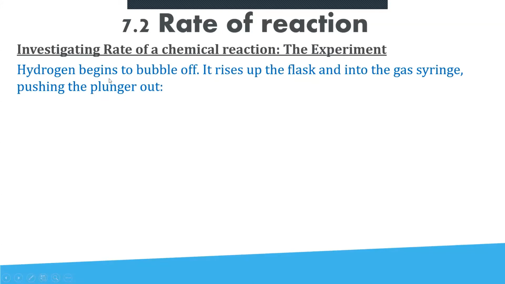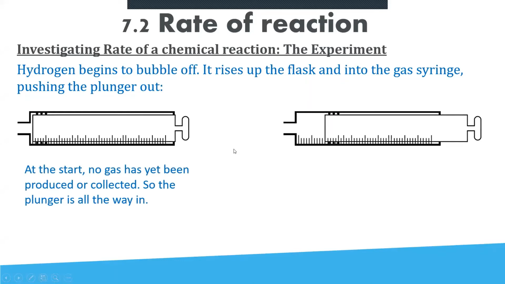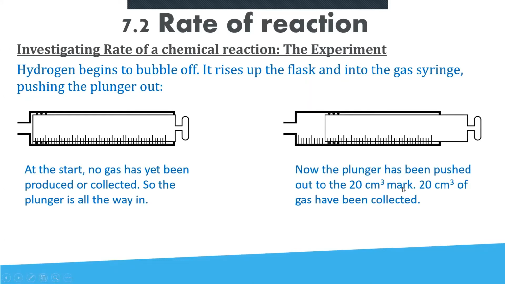And when hydrogen begins to bubble off, it rises up into the flask, into the gas syringe, pushing the plunger out. So as you can see from this diagram, before the reaction starts, the scale will be zero, but as the hydrogen gas gets collected, it will start to give a reading. So now the plunger has been pushed out to the 20 centimeter cube mark. 20 centimeter cube of gas has been collected.